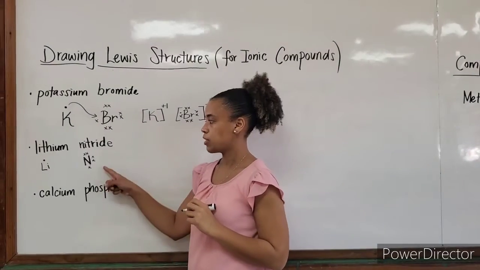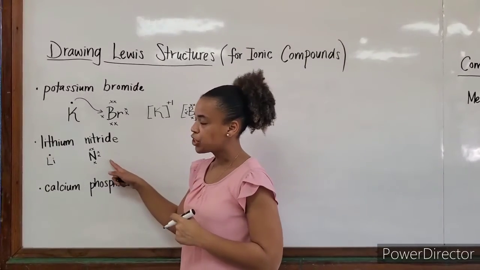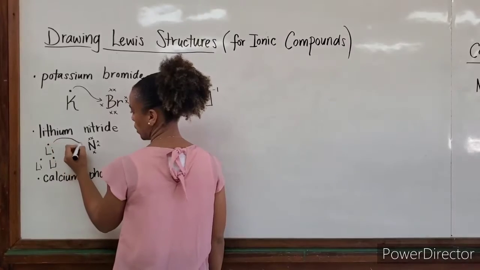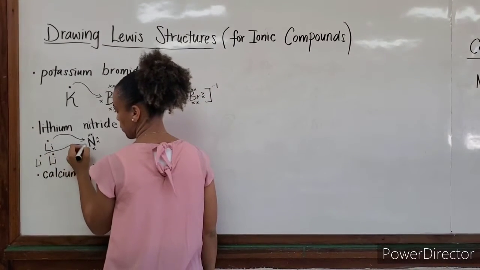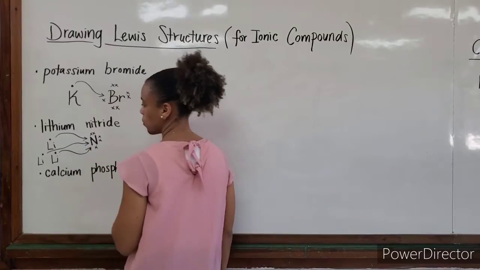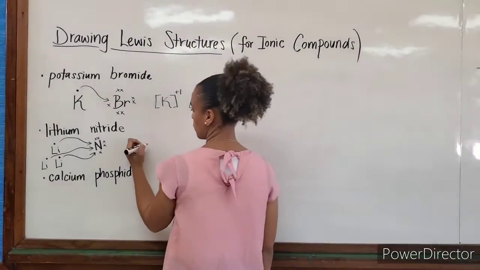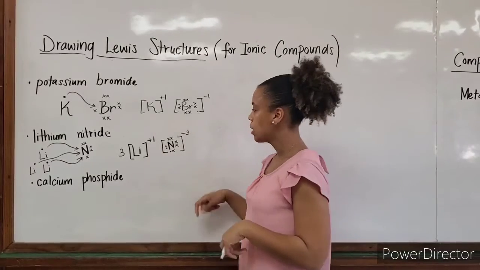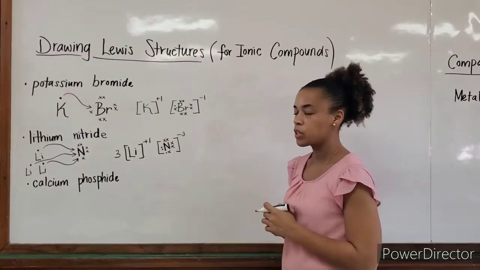How many electrons is nitrogen able to take in onto its shell? 3. Good. So if nitrogen needs 3, we will need 2 more lithium atoms. So if we have 3 lithium atoms, they are going to donate their electrons to nitrogen. And the ions formed will be, so we'll have 3 lithium ions, all having a charge of +1, and we will have 1 nitrogen ion with a charge of -3.